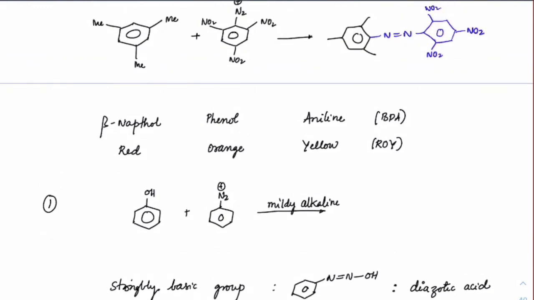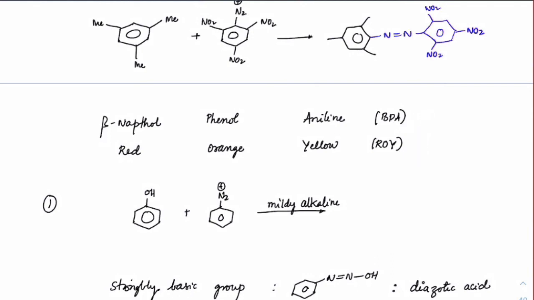If I take the nucleophile as beta naphthol, we will get a red dye. If we take phenol, we will get an orange dye. If we take aniline, we will get a yellow dye. We have discussed that already. This is beta naphthol, phenol and aniline: red, orange and yellow. Other colors are not in the syllabus. At least these three colors you must remember.